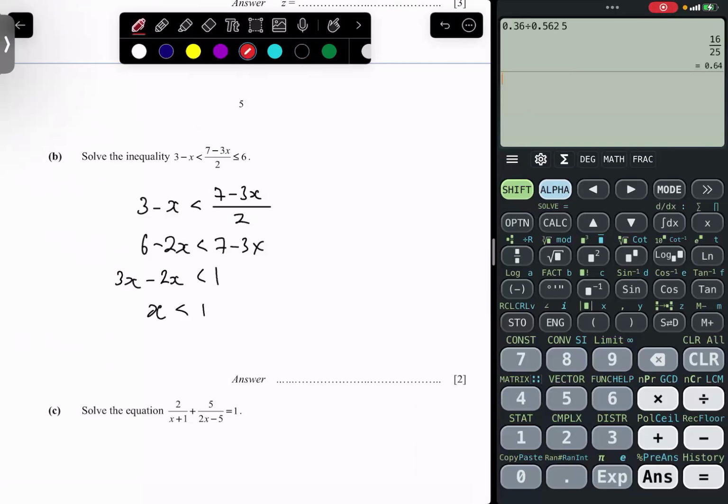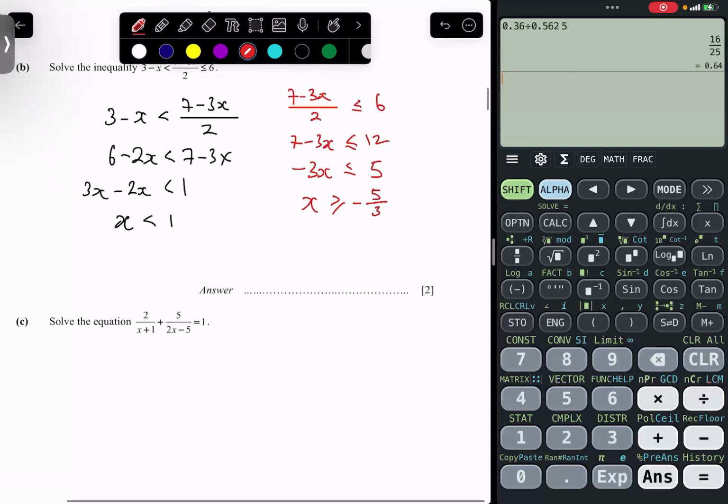Now let's consider the other side. 7 minus 3x over 2 must be less than or equal to 6. Cross multiply, 7 minus 3x must be less than or equal to 12. 7 switch over, negative 3x must be less than or equal to 5. Divide by negative 3. The only time we need to take note with inequalities is when we divide by a negative number. The sign will flip. x must be greater than or equal to negative 5 over 3.